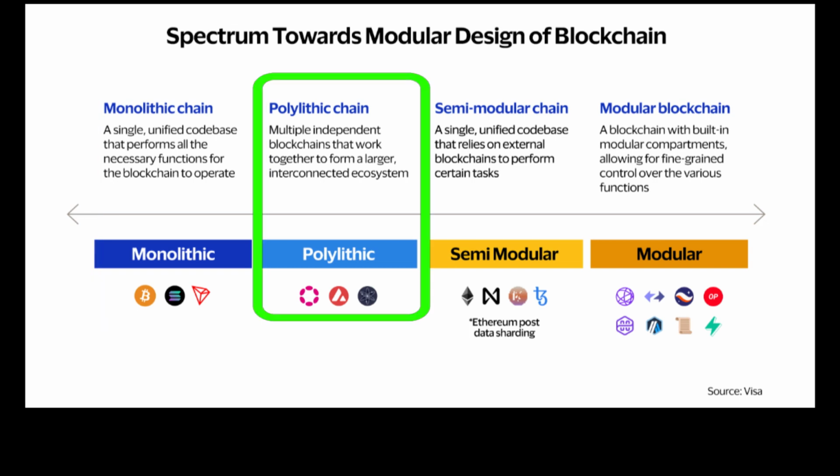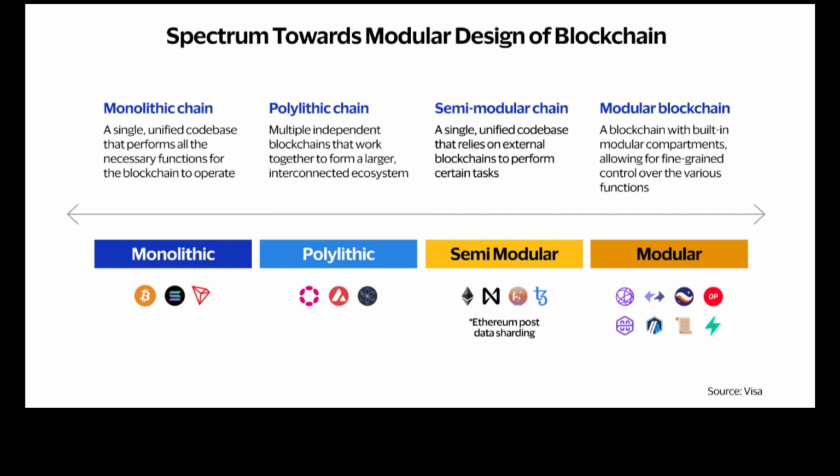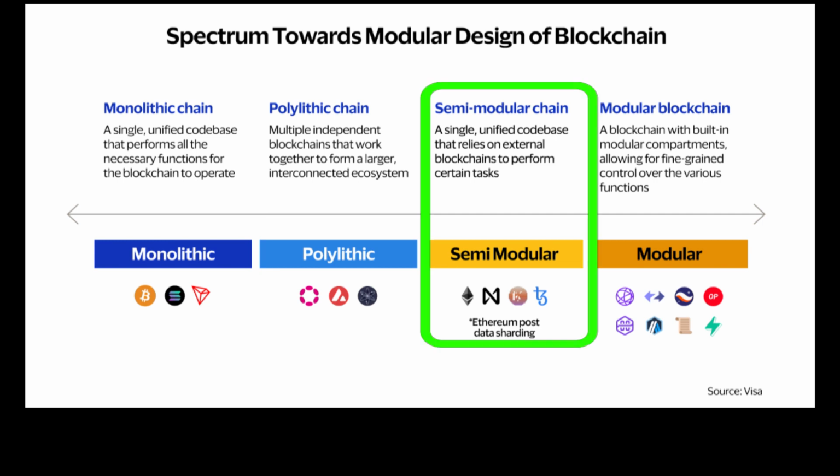The polylithic category contains Cosmos, Avalanche, and Polkadot. These blockchains use multi-chain architecture, which includes a base layer and numerous heterogeneous or homogeneous blockchains. They divide a single network into many pieces, each with a subnet dependent on the main network. The third category comprises Ethereum, Near, Mina, and Tezos. For specific activities, these blockchains combine their fundamental capabilities with external platforms.